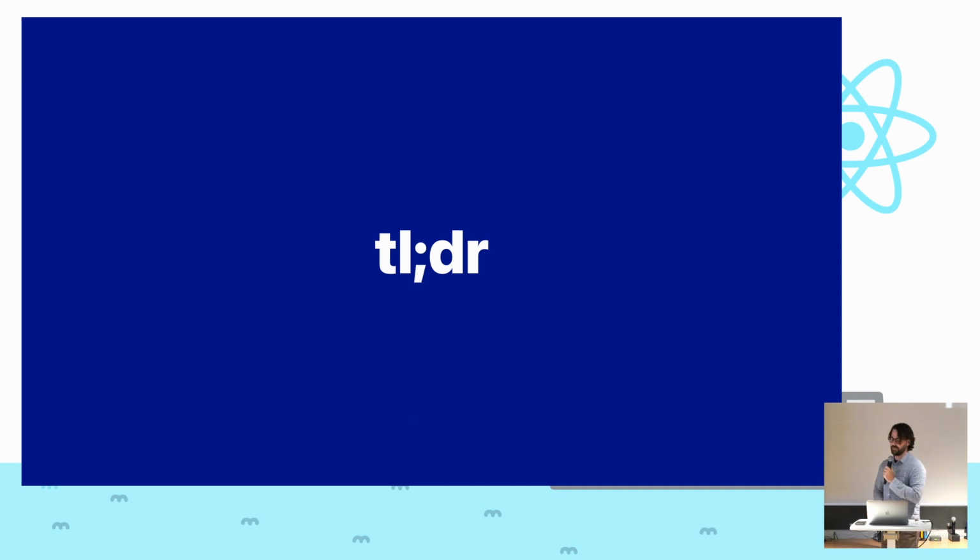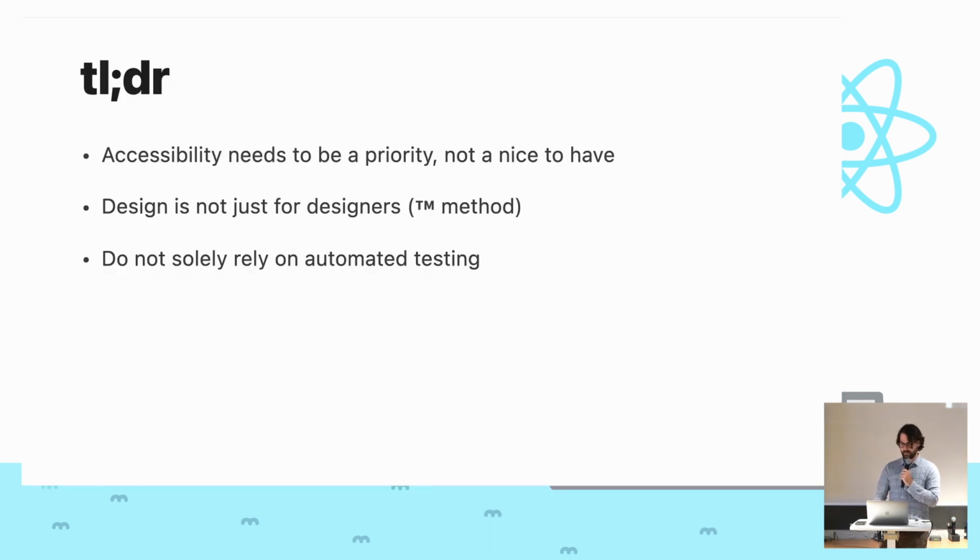Cool. So to wrap up, I think accessibility needs to be made a priority, not just a nice to have. Check out the Thinkmill method, because the method of working has a direct impact on the accessibility of an application. And finally, do not solely rely on automated testing. There's just no way around it yet.